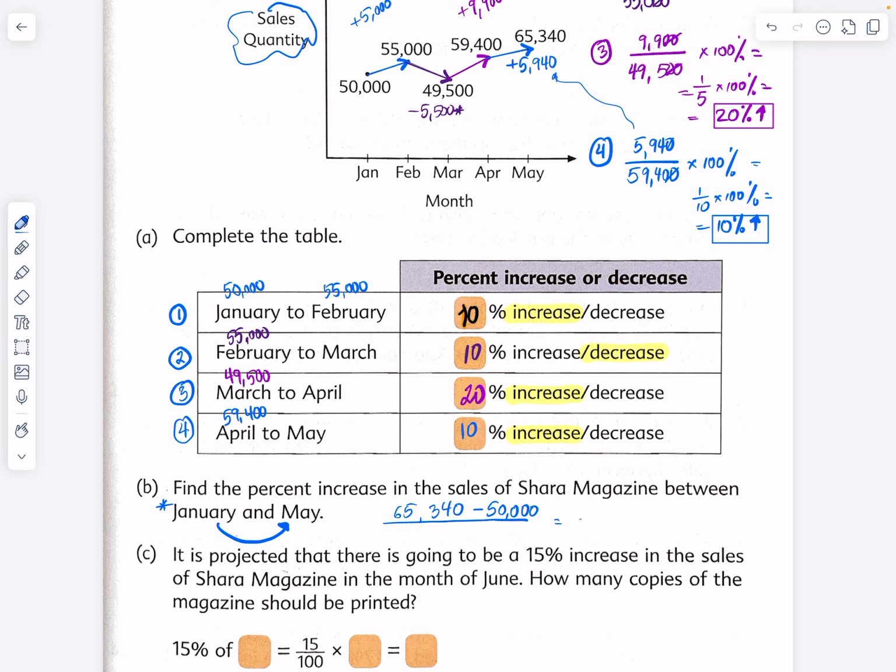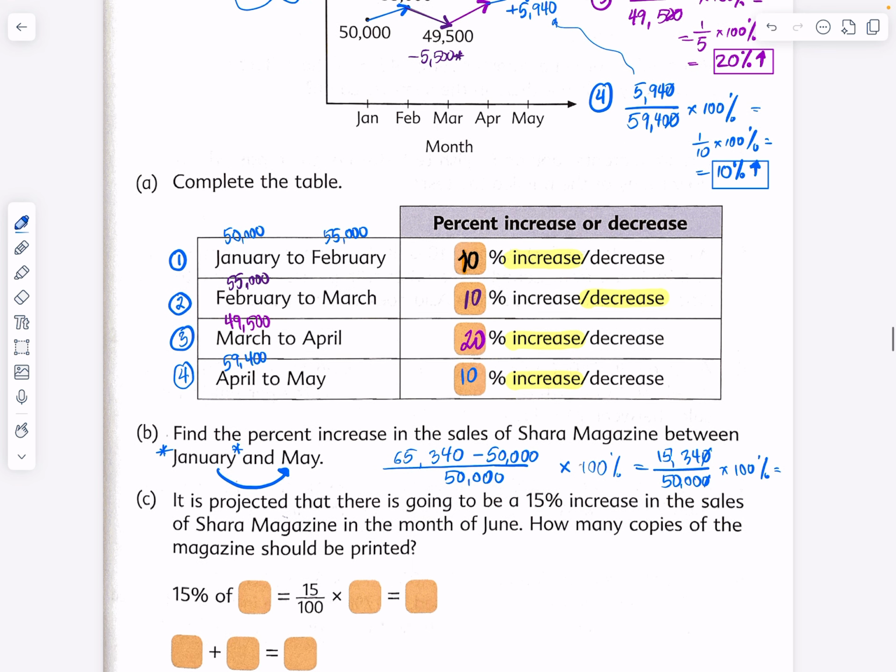In order to find percent change, we must divide by what we are comparing to. Of course, we will multiply times 100. What are we comparing to? January. That's our benchmark. 50,000 copies. So 65,340 minus 50,000 is 15,340 copies. Divide by 50,000, which is our benchmark, times 100%. I will let you do the math, but I hope you got more than 20%. It should be around 30% increase, of course, increase.